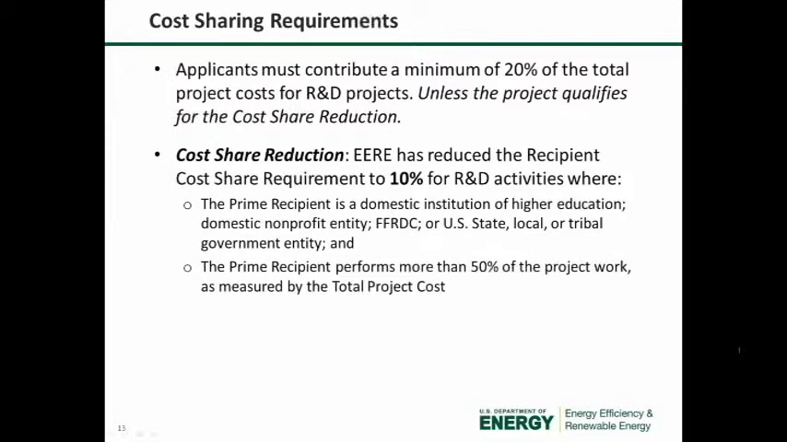This slide covers the cost-sharing requirements of the FOA. Applicants must contribute a minimum of 20% of the total project costs for the R&D projects, unless the project qualifies for the cost share reductions below. And cost share reductions, EERE has reduced the recipient cost share requirements to 10% for R&D activities where bullet 1, the prime recipient is a domestic institution of higher education, domestic nonprofit entity, FFRDC, or U.S. state, local, or tribal government entity.